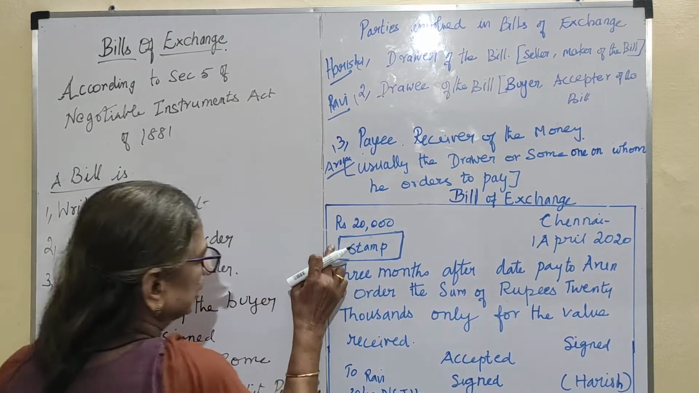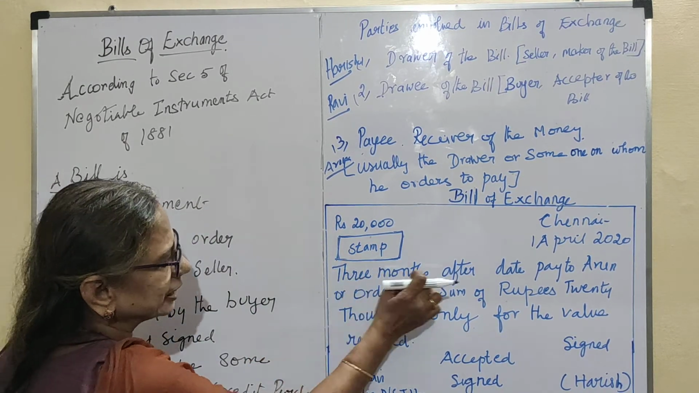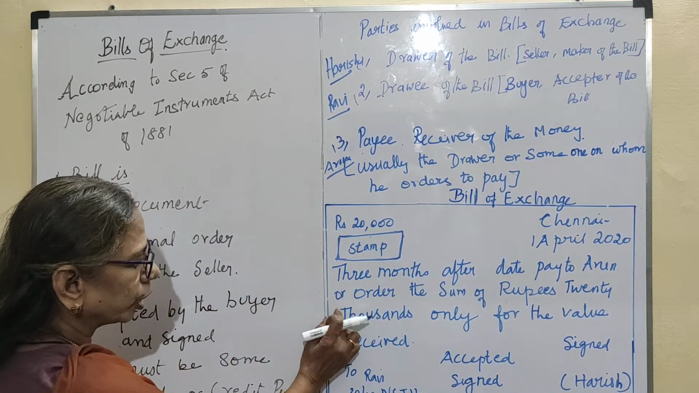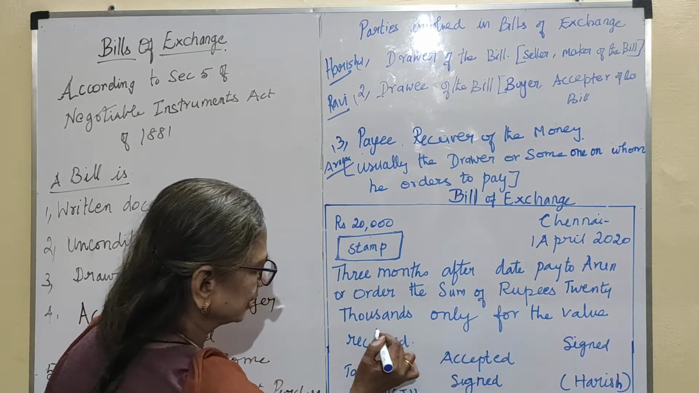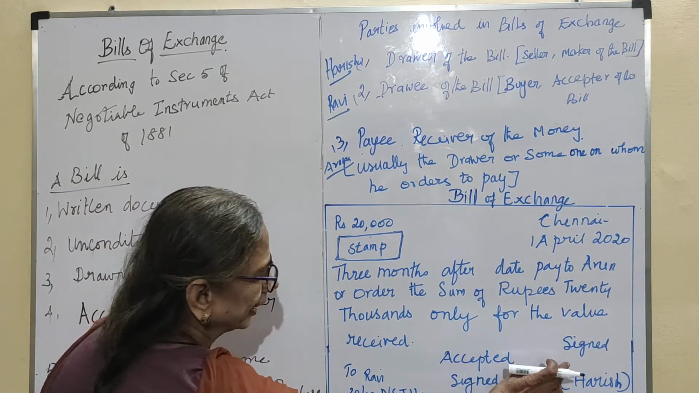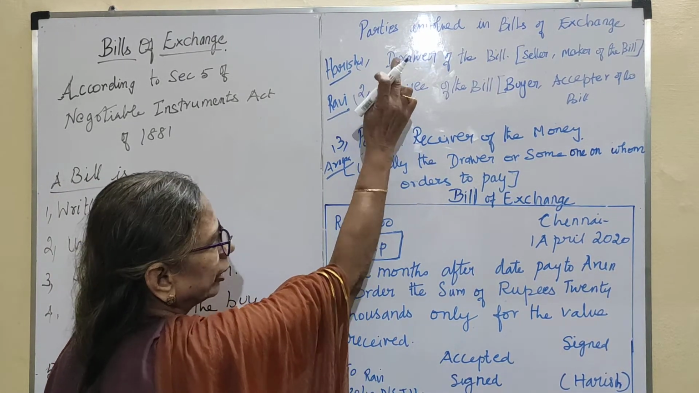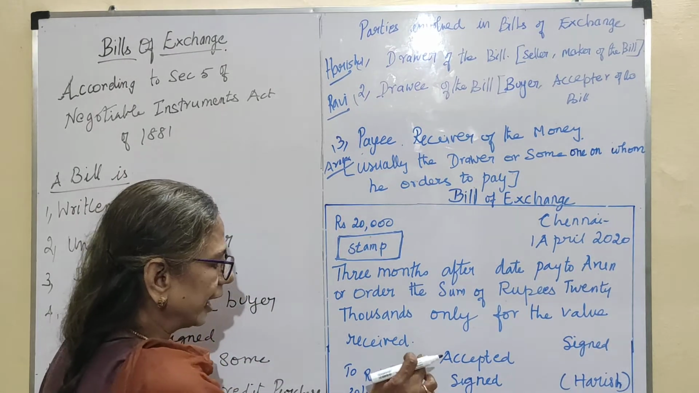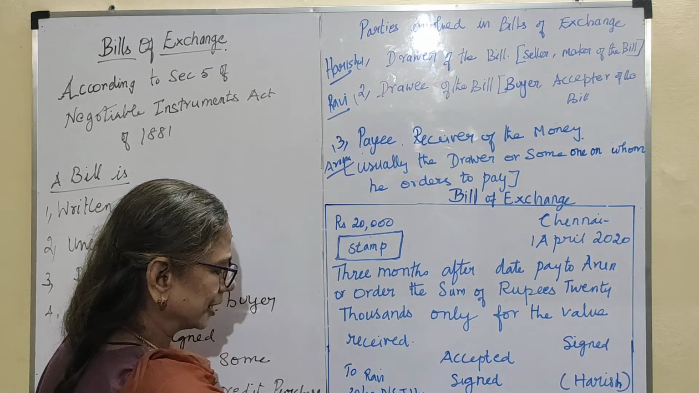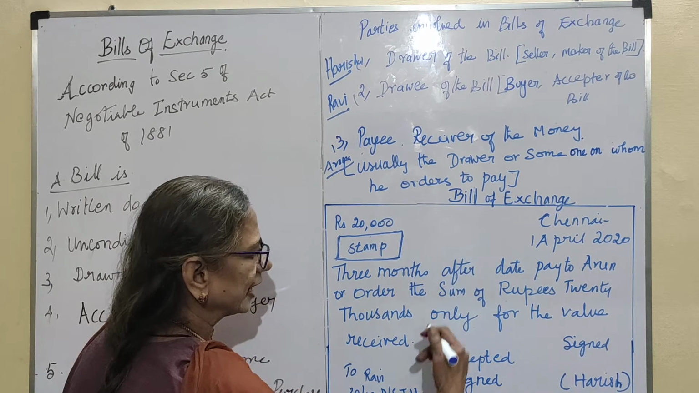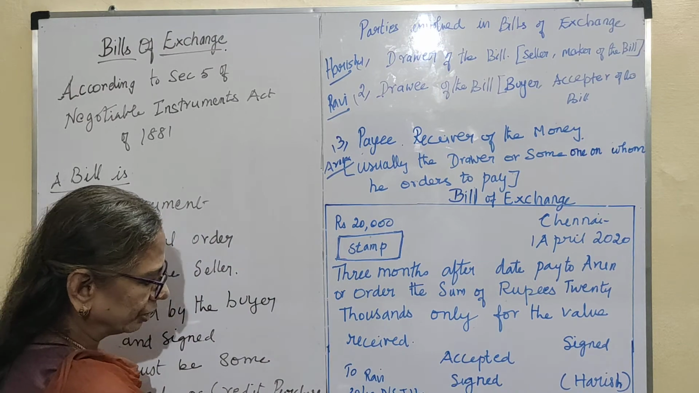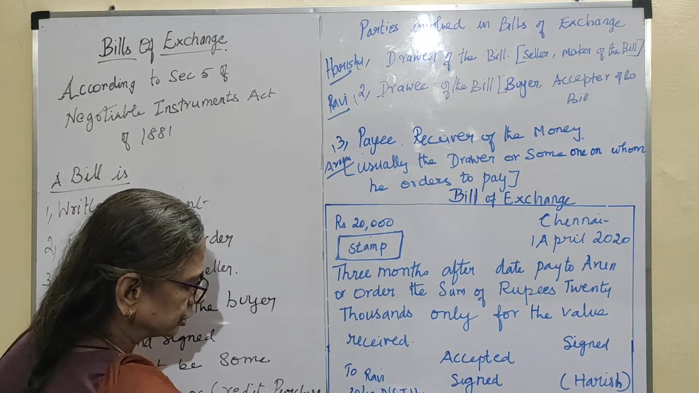Now let us see the bill of exchange, rupees 20,000, the value of the goods. Here the stamp is there. Chennai, 1st April 2020, 3 months after the date, pay to Arun or order the sum of rupees 20,000 only. The word only must be there, for the value received. It will be signed by Harish, who is the maker and drawer of the bill, who sells the goods on credit basis, and it should be accepted by Ravi, the person who purchased the goods on credit. He should put his signature on the face of the bill, writing accepted. And the address of Ravi will be given: 20/18 NSU Home, Chennai 61.